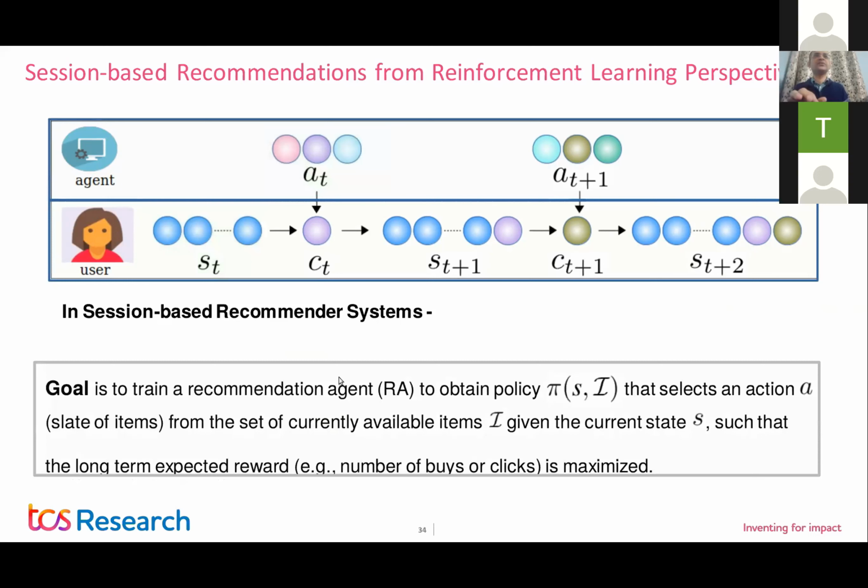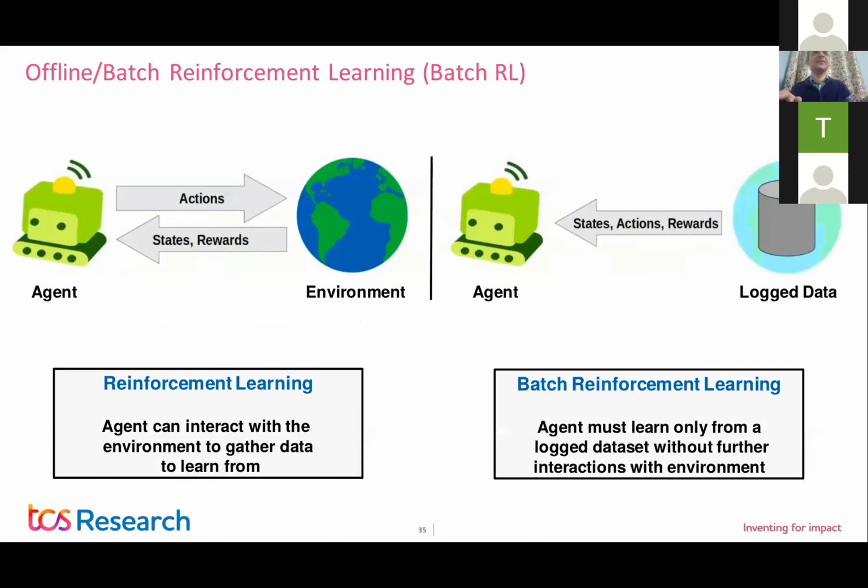So the goal is to train a recommendation agent to obtain a policy pi that selects an action A, where the action is a list or slate of items from a catalog of items I, given the current state S, such that some long-term expected reward, for example, the number of buys or clicks, is maximized.